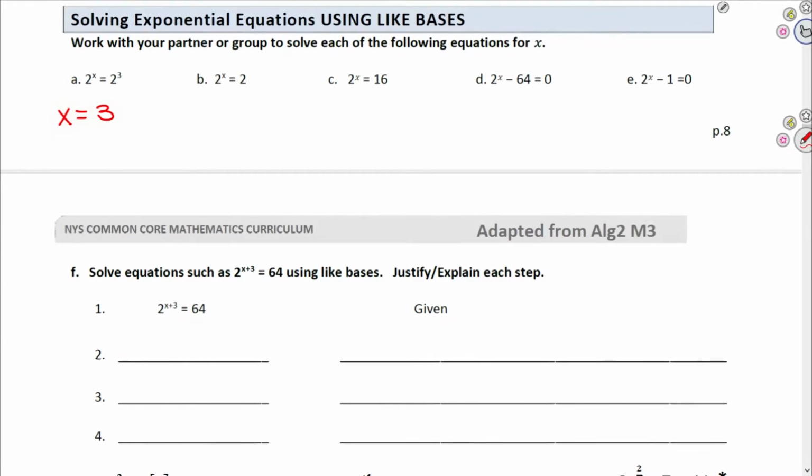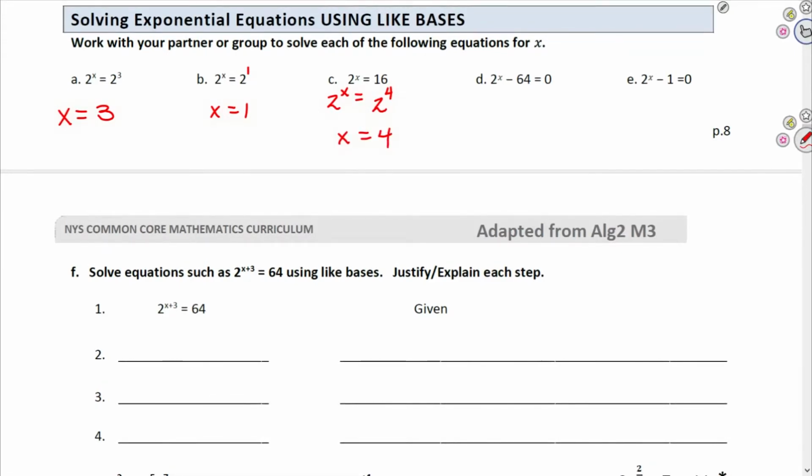Okay? In letter B, 2 to the x equals 2, well, I can think about 2 as 2 to the first power, and if the bases are the same, then the exponents have to be the same, and x must be 1. C is where it gets a little more interesting. If 2 to the power of x is equal to 16, then what is x? And that isn't as obvious as A and B. But I do know that 16 is 2 to the power of 4. So if I write it as 2 to the power of 4 and I get the same base of the exponent, then if the bases are the same, then so are the exponents, and x must be 4.